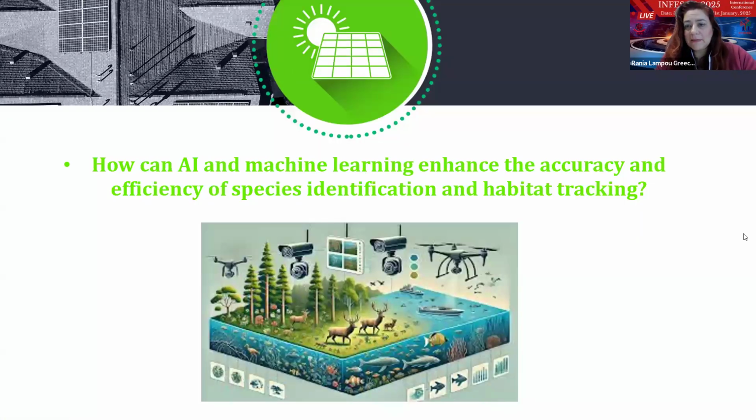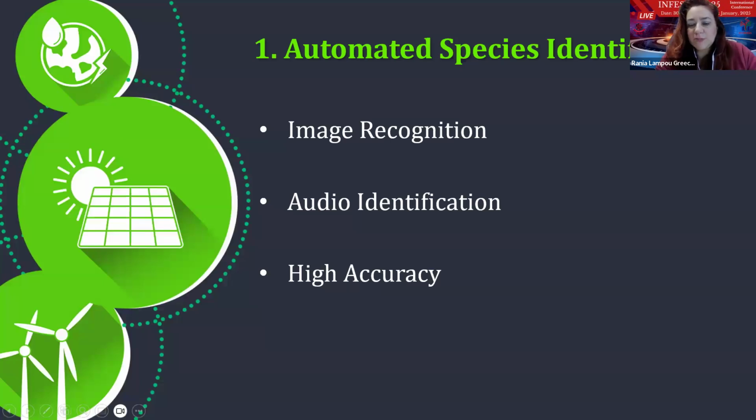So now, how can AI and machine learning enhance the accuracy and efficiency of species identification and habitat tracking? Through automated species identification, it's about the possibility, there are systems which use convolutional neural networks. It's a type of deep learning algorithm to differentiate between various species based on patterns in their physical features, color, size, shape. So this can be applied to animals, birds, plants, and even insects.